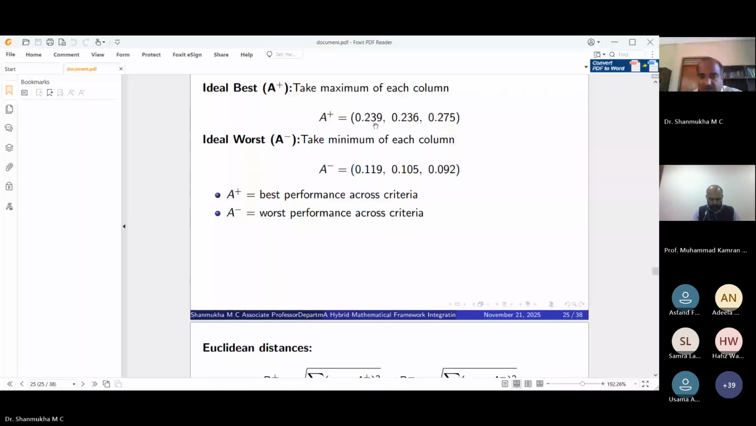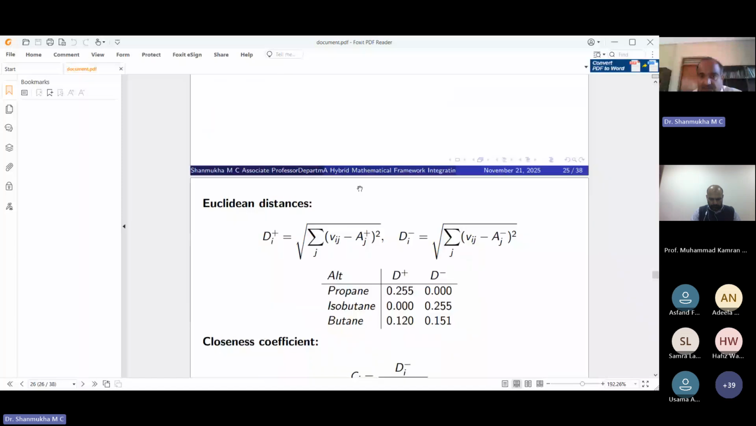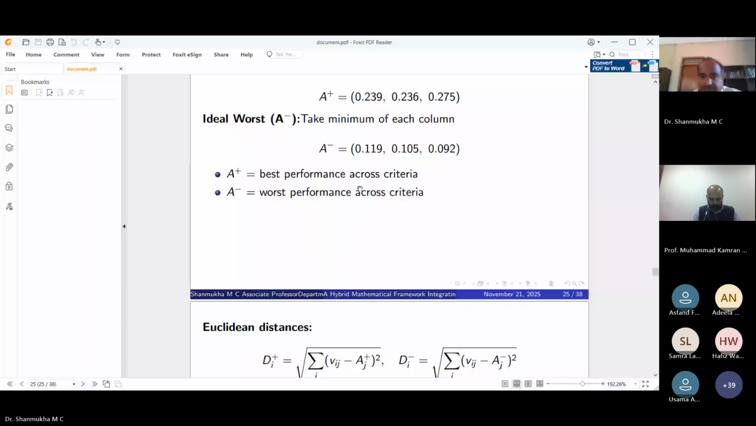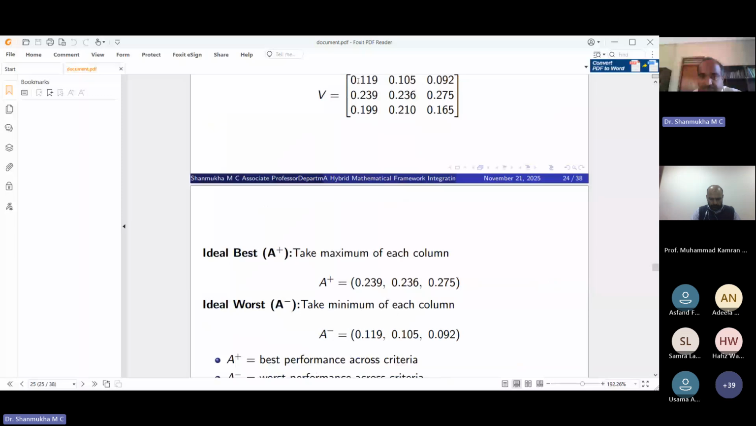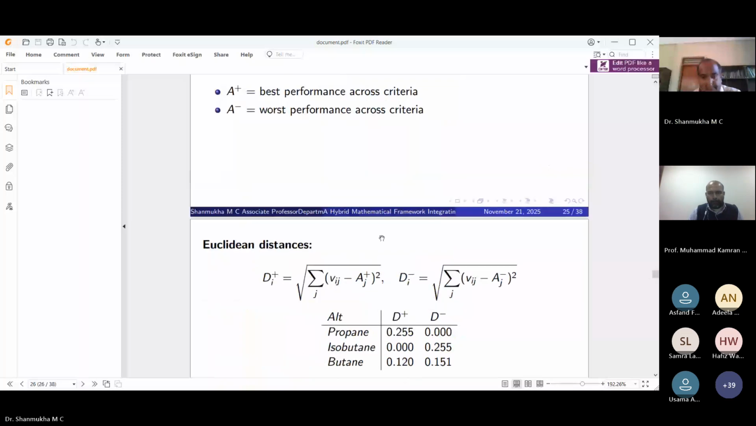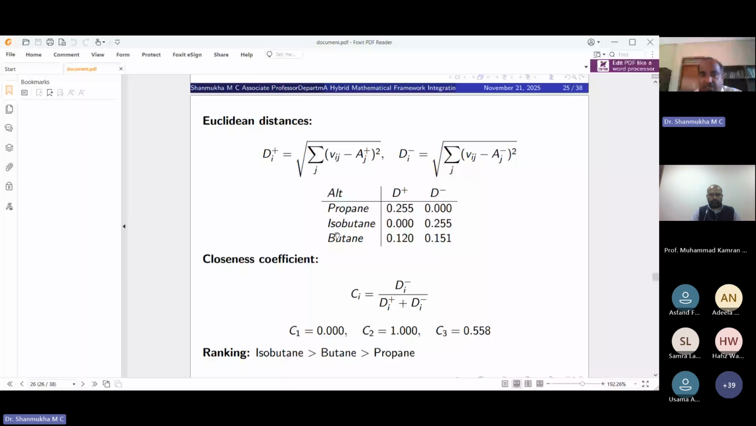In a similar manner, we use 0.119 minus 0.239 whole square, plus 0.105 minus 0.236 whole square, plus 0.092 minus 0.275 whole square. We get the D plus value for the structure propane. In a similar manner, isobutane 0.00, butane 0.120. These are the D plus values. Then we move on to Di minus.